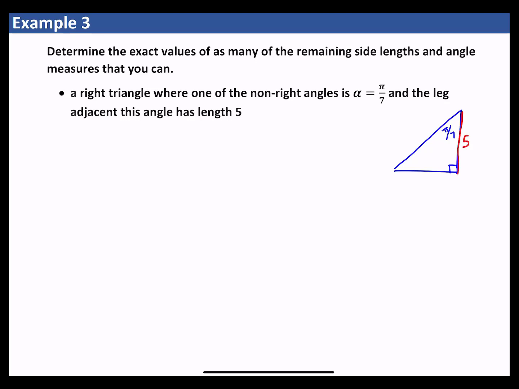All right, so let's actually start this time by finding the missing angle. So I'll give you a minute to do that. Pause the video, find that missing angle like we did on the previous example.